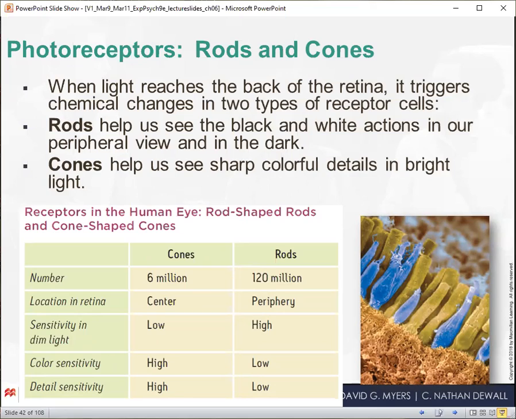So cones and rods are different, and they serve different functions. In dim light, cones are not going to be very effective. In dim light, it's going to be the rods' time to shine, so to speak.